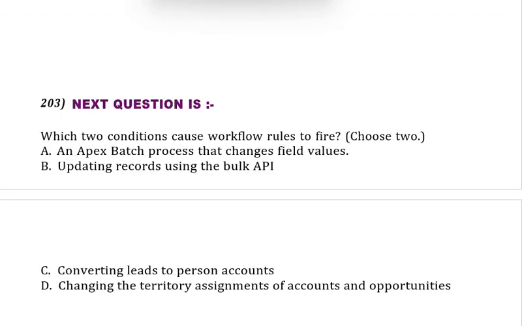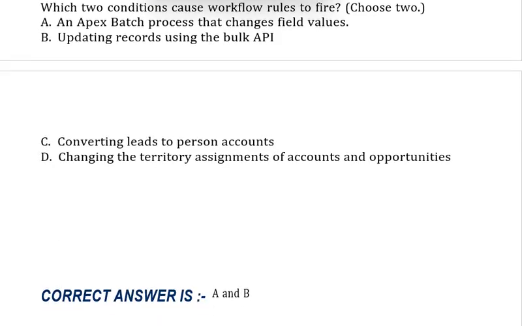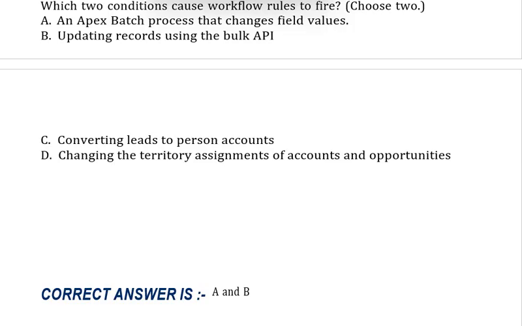Question: which two conditions cause workflow rules to fire? Option A, an Apex batch process that changes field values. Option B, updating records using the Bulk API. Option C, converting leads to person accounts. Option D, changing the territory assignments of accounts and opportunities. Correct answer is option A and option B.